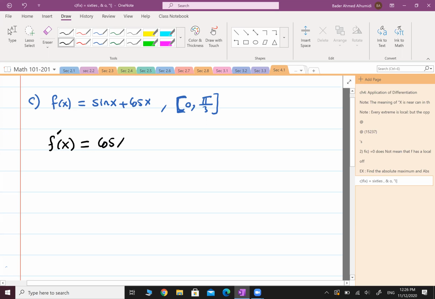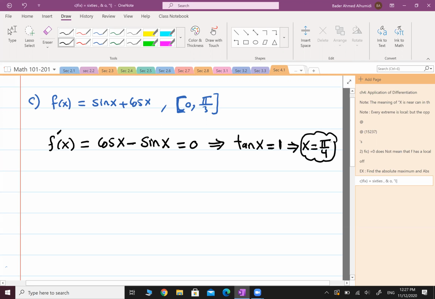Cosine of x minus sine of x. Okay, if I make this equal to 0, this will give me tangent of x is equal to 1. As your colleague said, the answer will be x equal to what? Pi over 4. It means the critical number is only pi over 4.